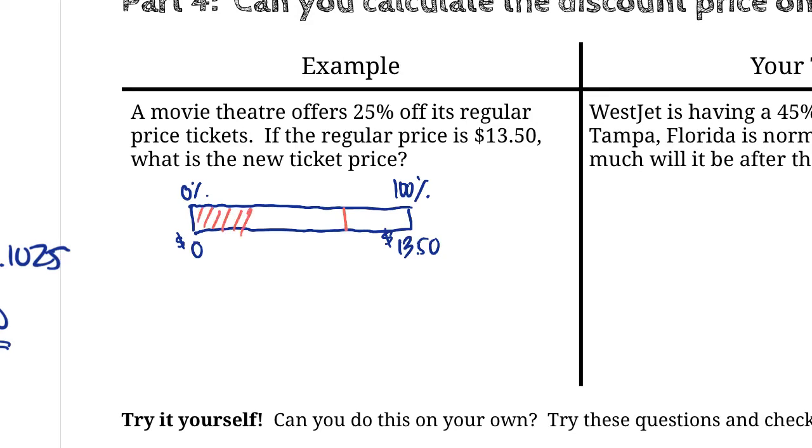So the amount we pay is not 100% anymore. It's 100% minus 25%. What does that give us? Well, 100% minus 25% should give us 75%. So we're paying 75% of the original cost. So all we have to do, it's the same thing as before, 75% of $13.50.